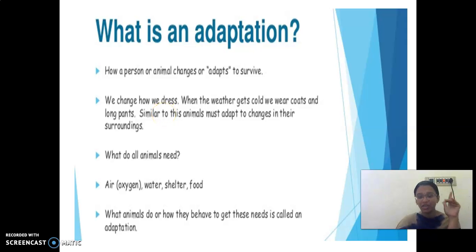Yes or no? If you are coming to school, you must come in uniform only. You cannot come in a colored dress. So what is that? Adaptation. We change ourselves to the condition. When the weather gets cold, we wear coats and long pants. Similarly, animals also change according to the place where they live. It is called adaptation.